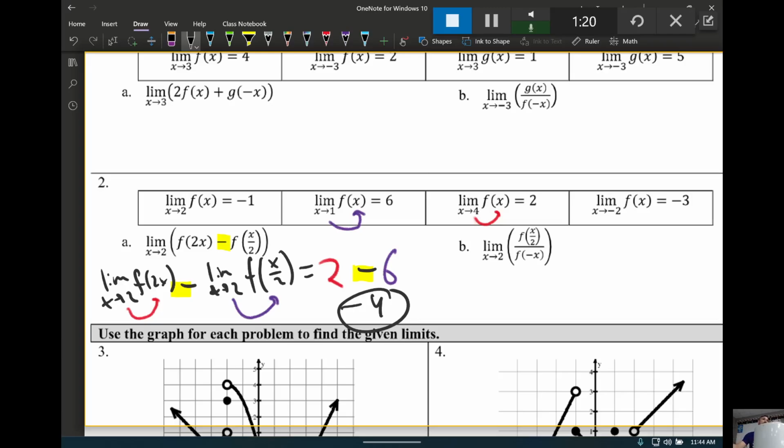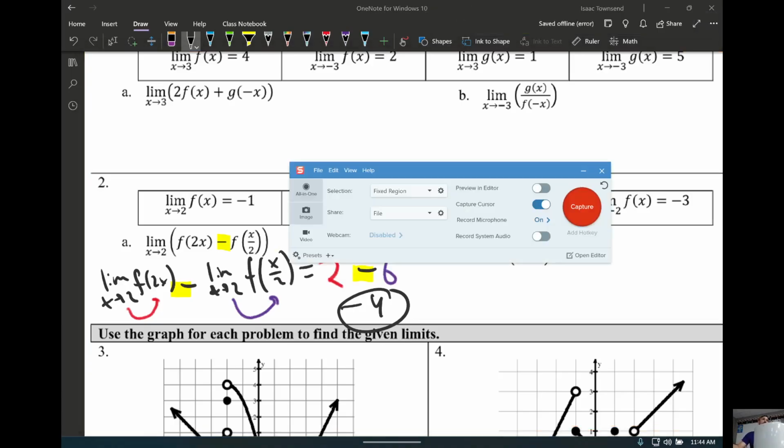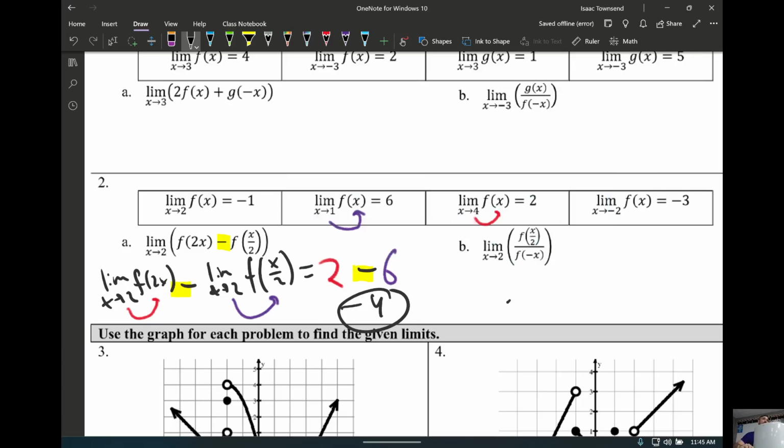Everybody okay with that one? Okay, another one or two. Again, I don't mind, I just don't want to waste our time sitting here. What you got?